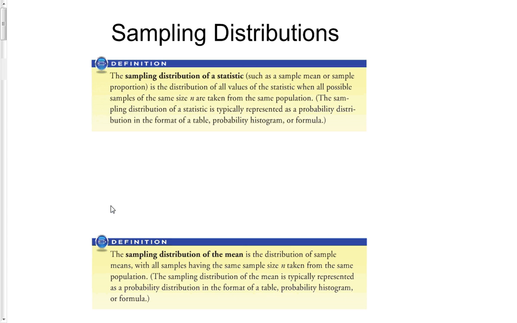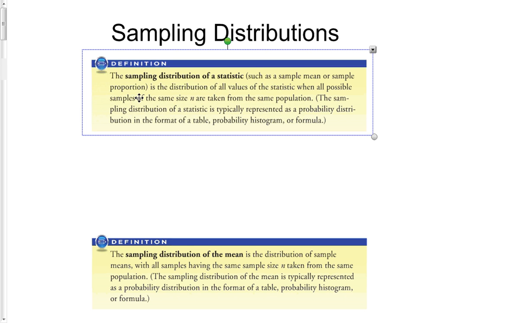Let's talk about sampling distributions, all right? Now, the sampling distribution of a statistic, such as a sample mean or a sample proportion, is the distribution of all values of the statistic when all possible samples of size n are taken from the same population. The sampling distribution of a statistic is typically represented as a probability distribution in the format of a table, a probability histogram, or a formula. All right, that's the general definition.